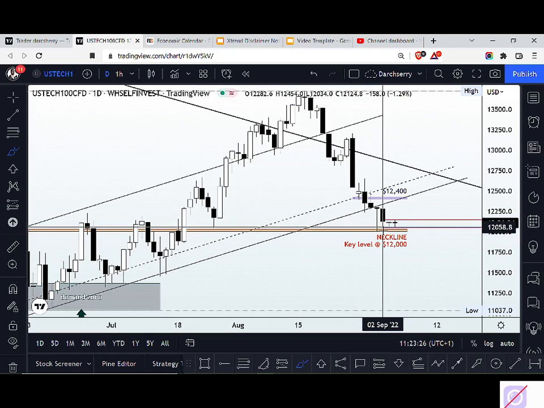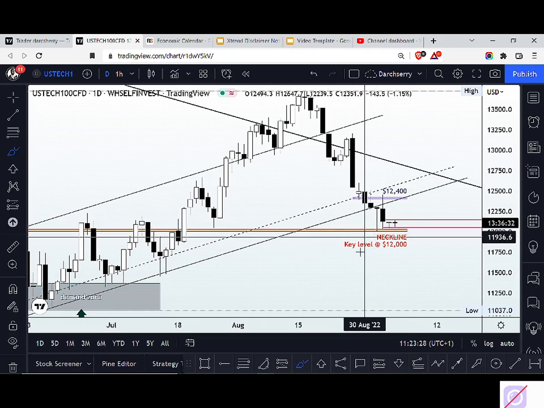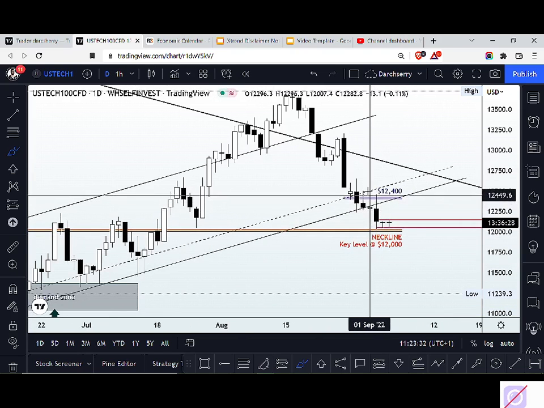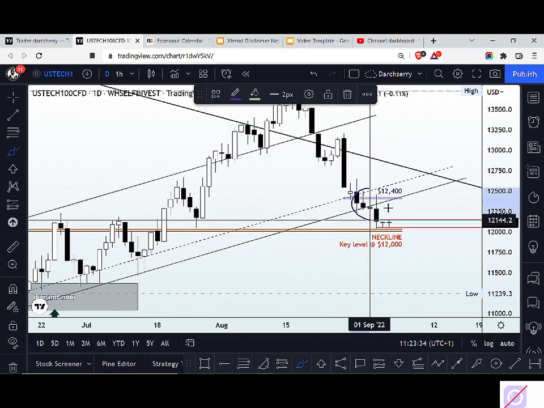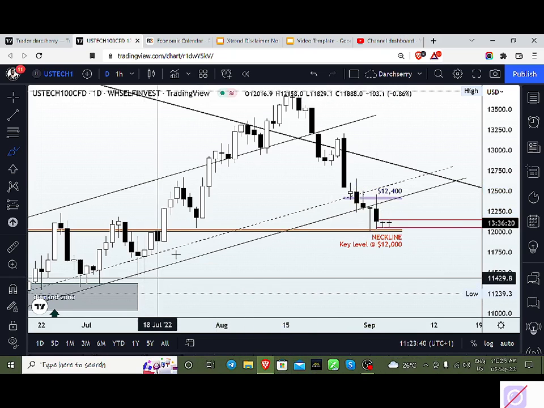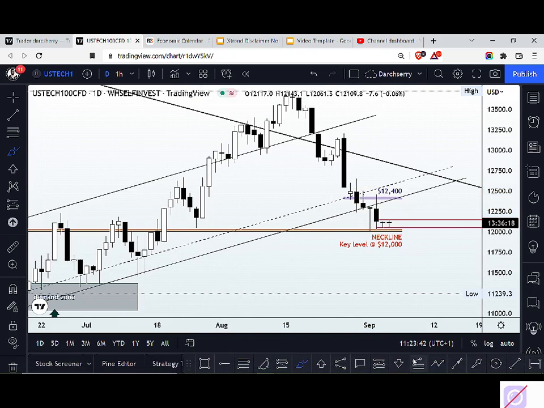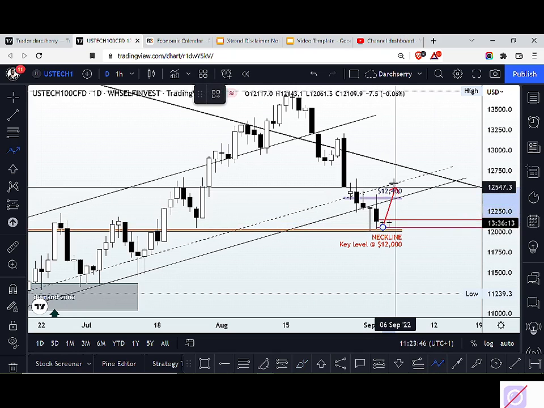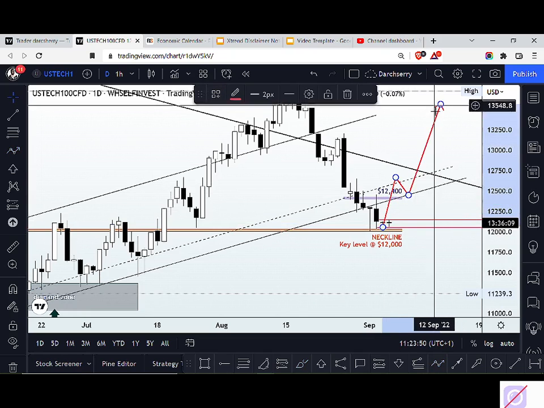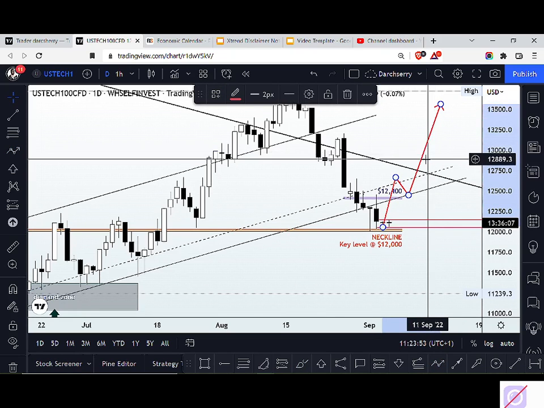Going into the new week, we have two scenarios we want to be looking forward to. Remember, we had the breakdown of this ascending channel. Is this breakdown going to be a false breakout, in such a way that price will respect this neckline and climb back up into the ascending channel to send price to the upside? That is the first scenario we want to be looking at.